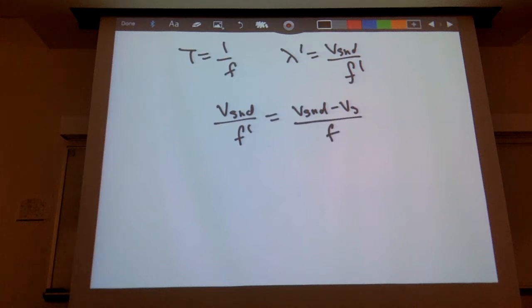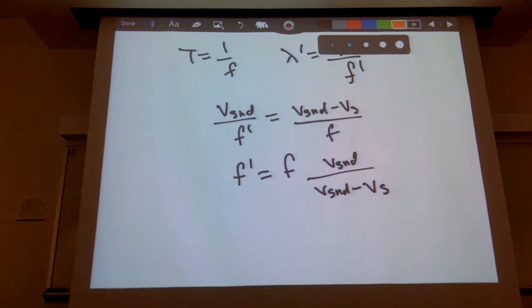Let's cross multiply. Ultimately what this says is that the apparent frequency is equal to the actual frequency times the speed of sound divided by the speed of sound minus the speed of the source. And this is true for when the source is moving toward the observer.